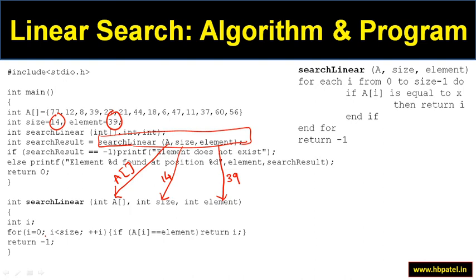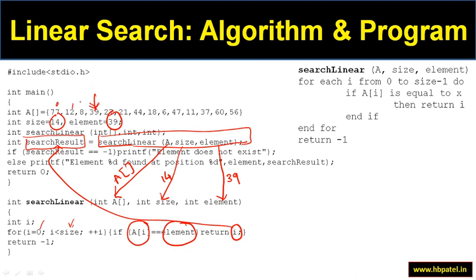And then what we are doing, we are starting from 0, we are going all the way up to size minus 1, and we are checking if A of I is equal to element. If it is the case, if we find it, in that case we will return I. I is nothing but the location. So that will go into this variable, search result. So in this specific case, you know that we have 39 at location 0, 1, 2, at location 3. So it will return 3.